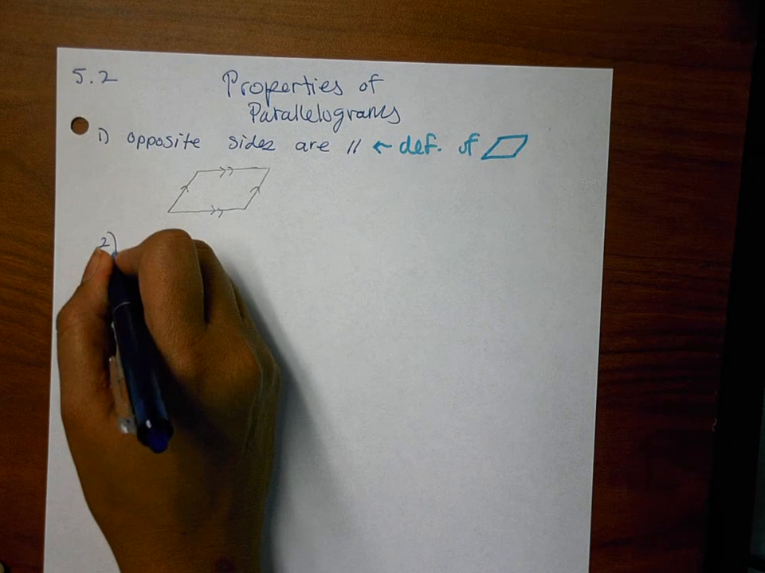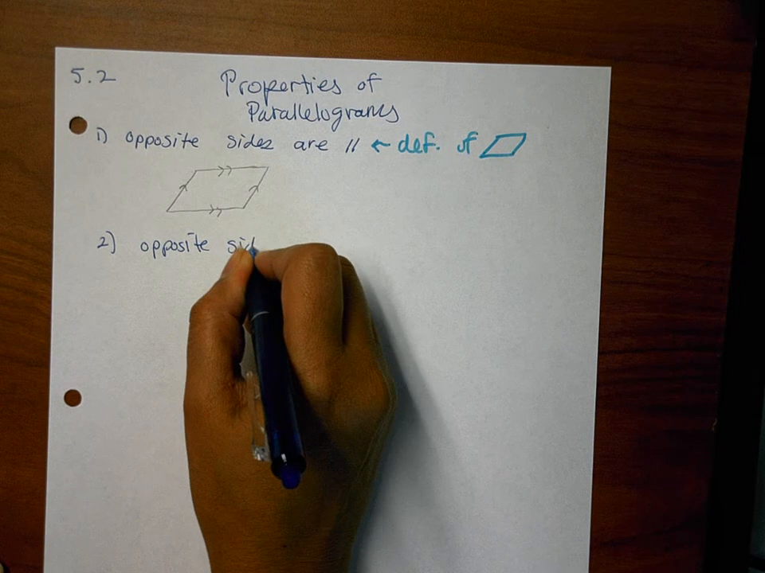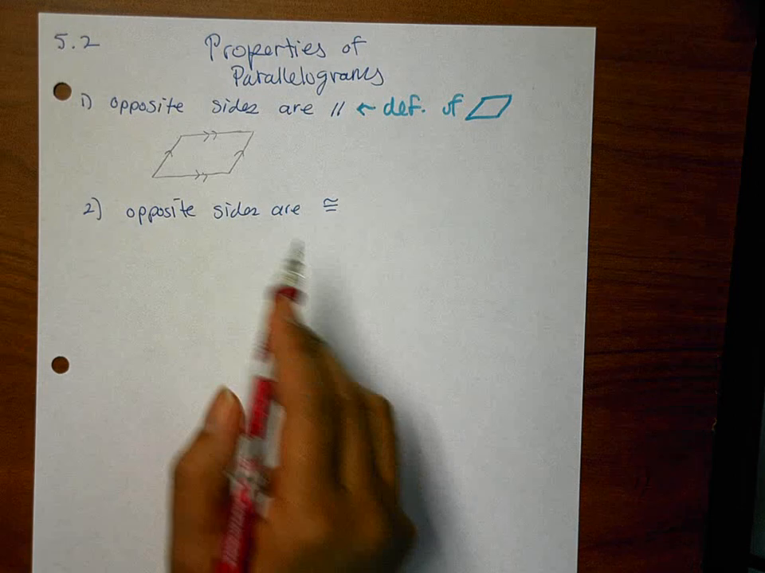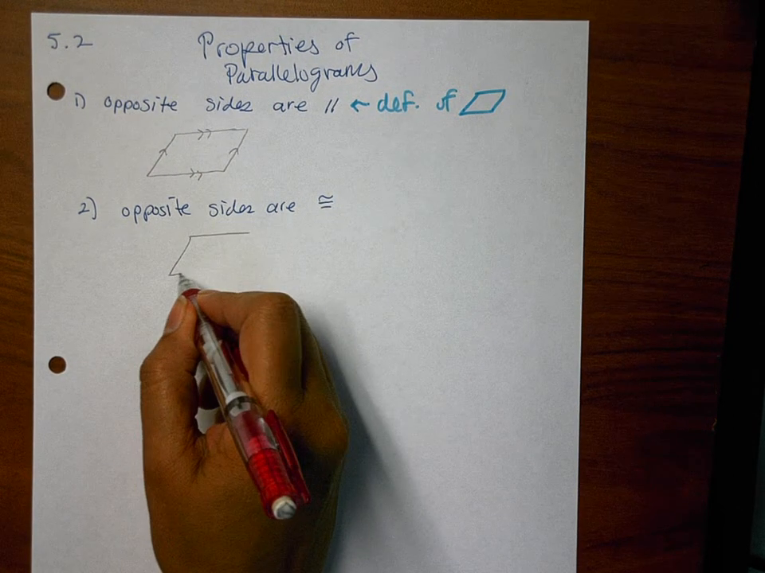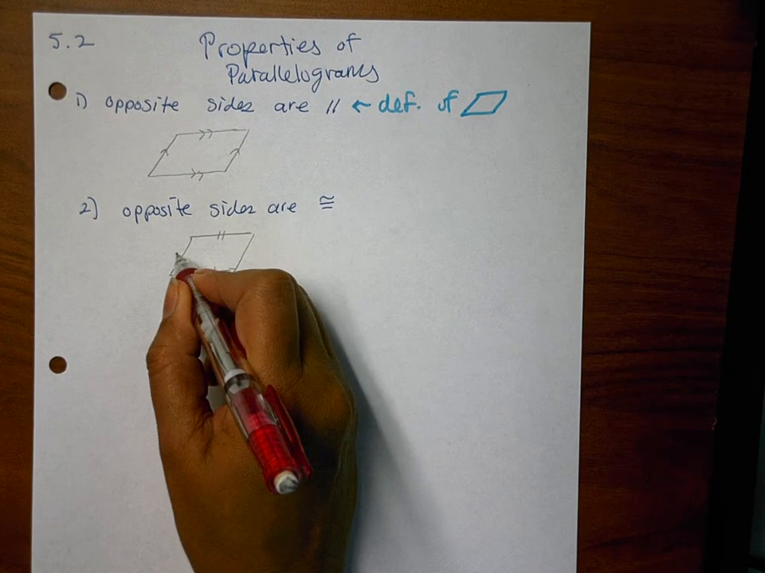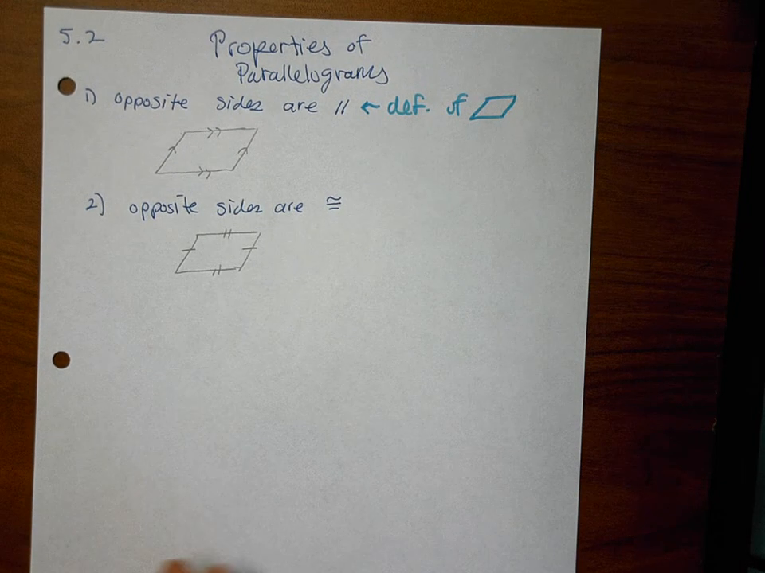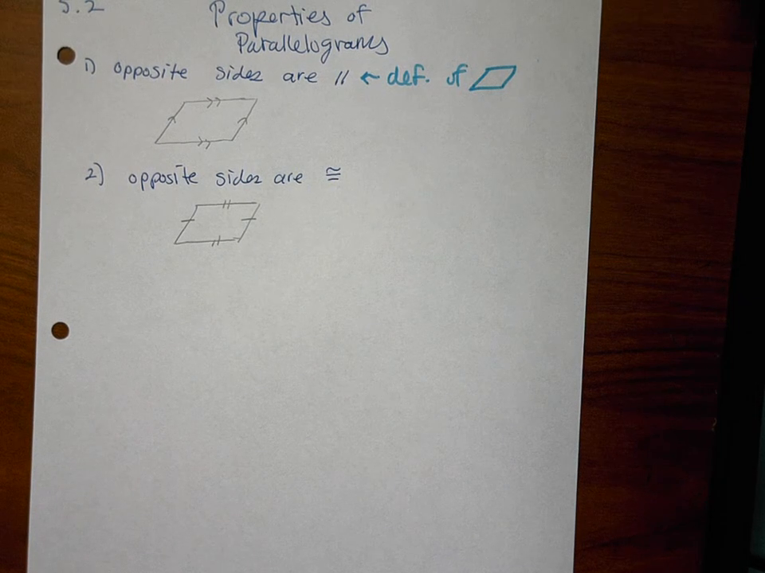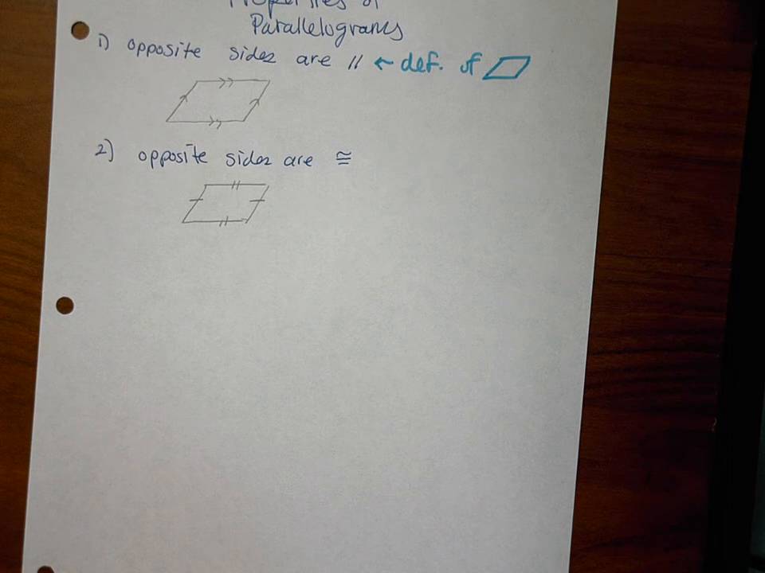Okay, number 2. This is a property: opposite sides are congruent. If it is a parallelogram, meaning it's a quadrilateral where both sets of opposite sides are parallel, then every single time opposite sides will be congruent. Not all 4 sides, opposite sides. We do have a special name when all 4 sides are congruent, but that will be another day. For now, general parallelograms, opposite sides are always congruent.